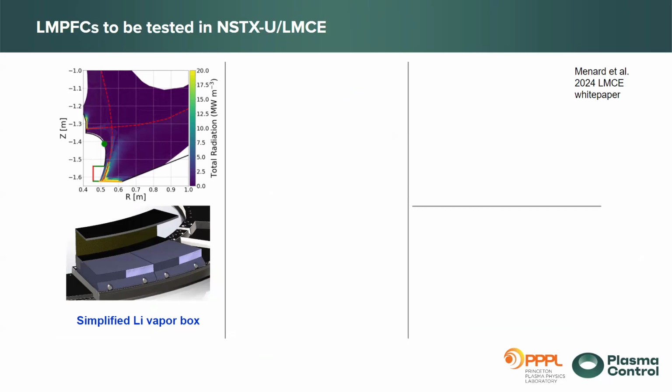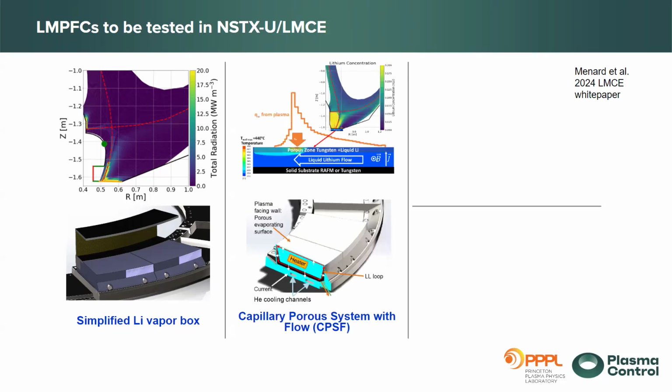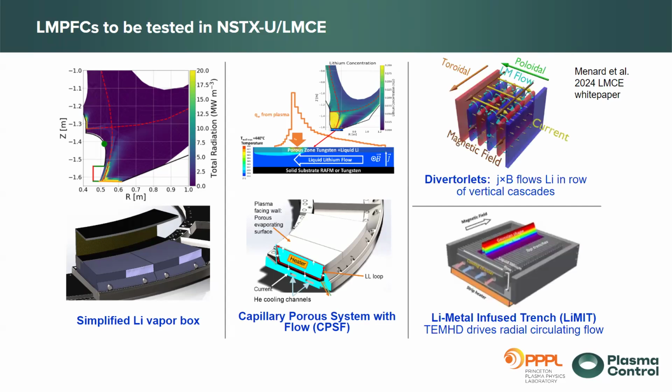That being said, there are alternatives to this liquid lithium plasma facing component. First of all, we can have a simplified lithium vapor box that doesn't have a flowing surface or exposed lithium surface. Or you can have a capillary porous system, or CPS, with the flow. And then, of course, in the end, we can have a smaller scale.